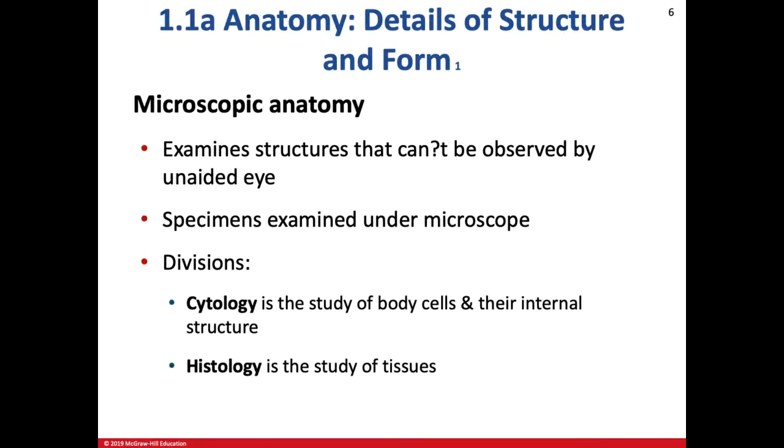Microscopic anatomy is an area of anatomy that deals with things that you can't see with the naked eye. We're going to learn this week that before the invention of the microscope, there was a lot we didn't understand about the human body. We even didn't understand why people got sick. We didn't understand where life came from.